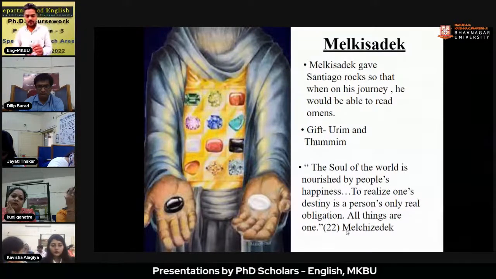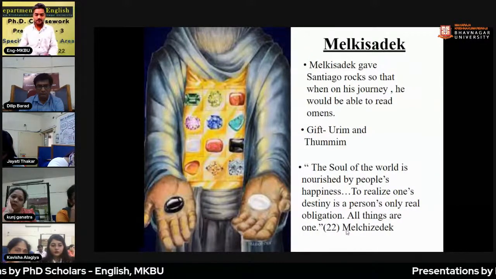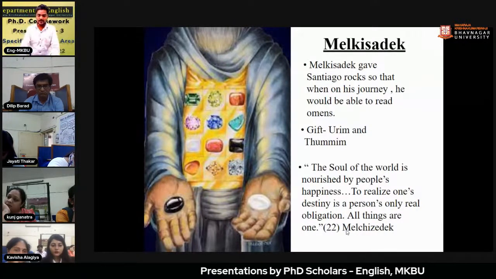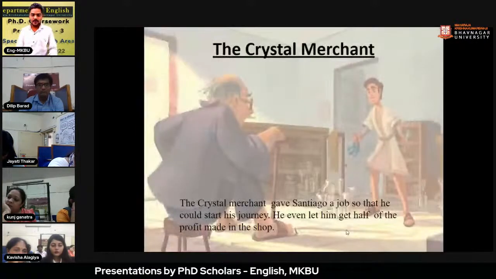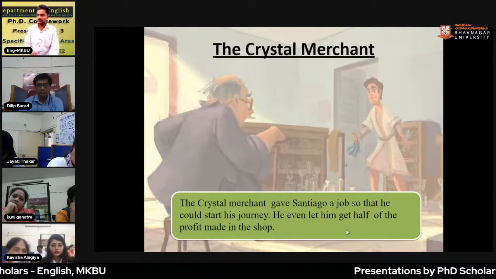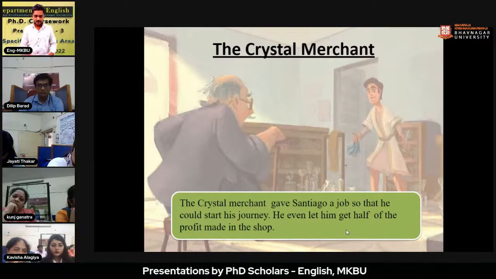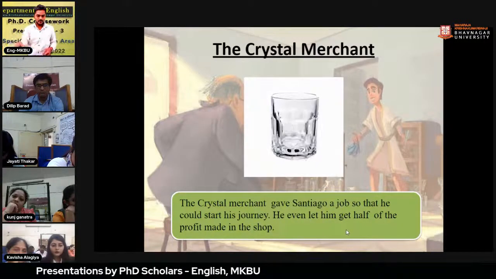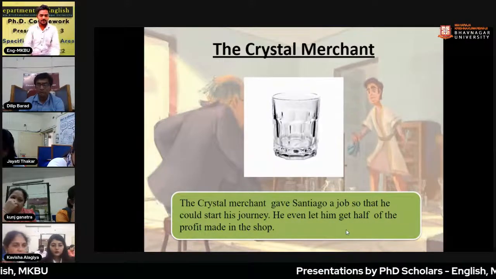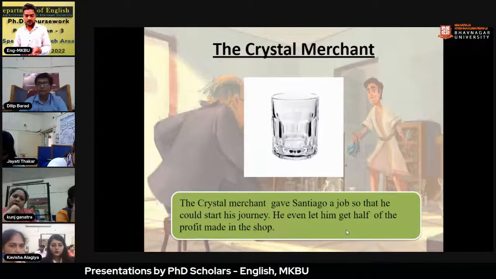There is one dialogue spoken by the king: the soul of the world is nourished by people's happiness. To realize one's destiny is a person's only real obligation. There is one character, the crystal merchant. When Santiago's journey started, at that time he met a crystal merchant. The crystal merchant gave Santiago a job so that he could start his journey. He even let him get half of the profit made in the shop.